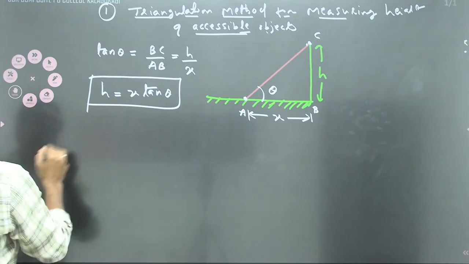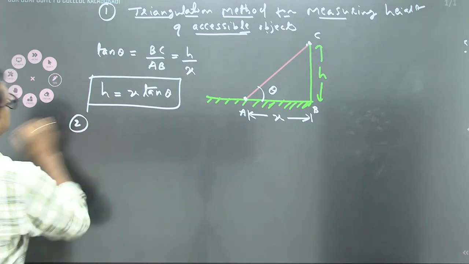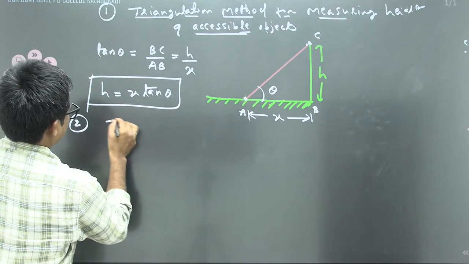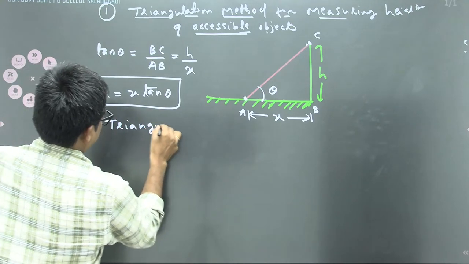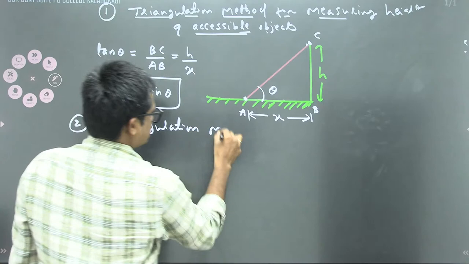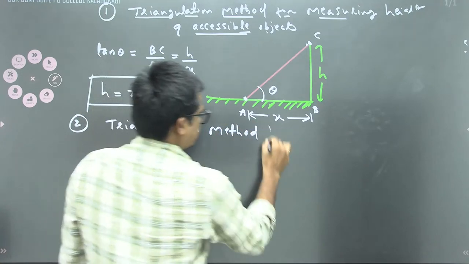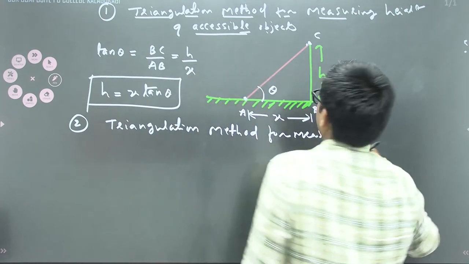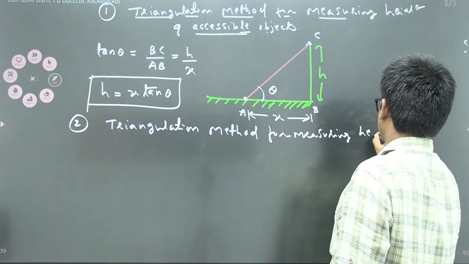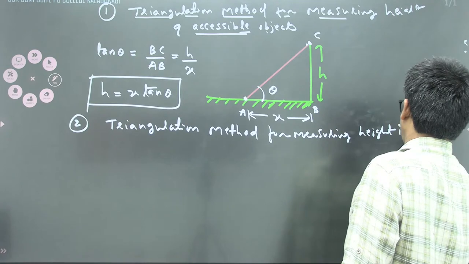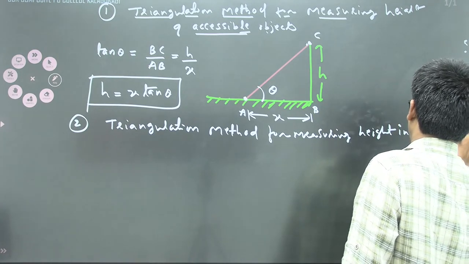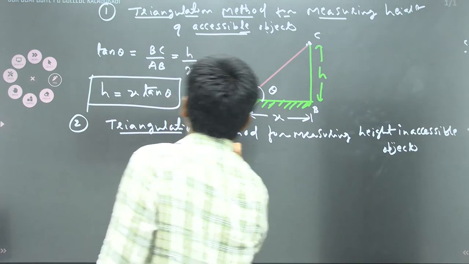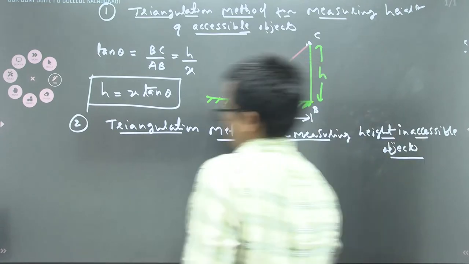In the same way, let me take the second one. Like the triangulation method for measuring height of accessible objects, now I'll take inaccessible. Triangulation method for measuring the height of inaccessible objects. Inaccessible objects here means what? Let me tell you.